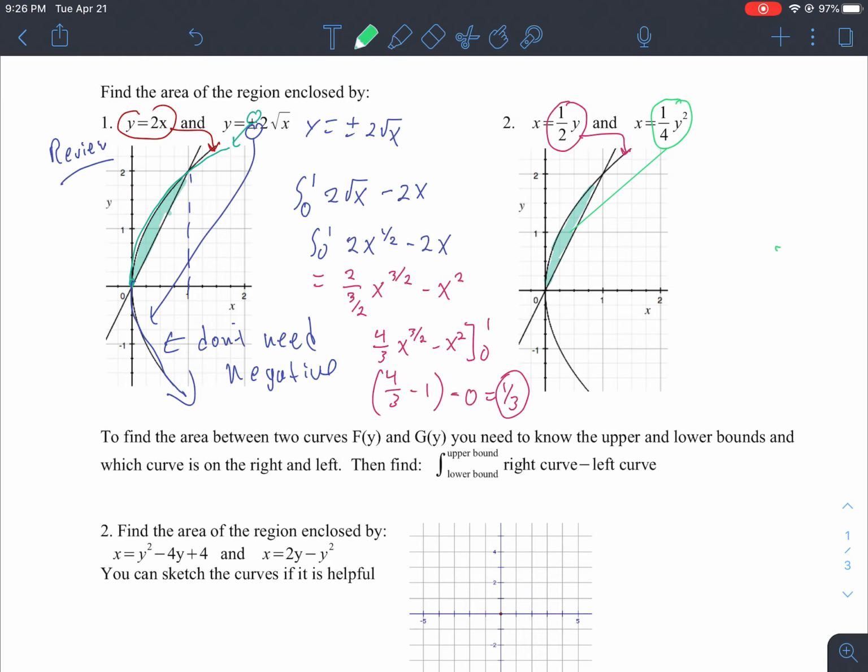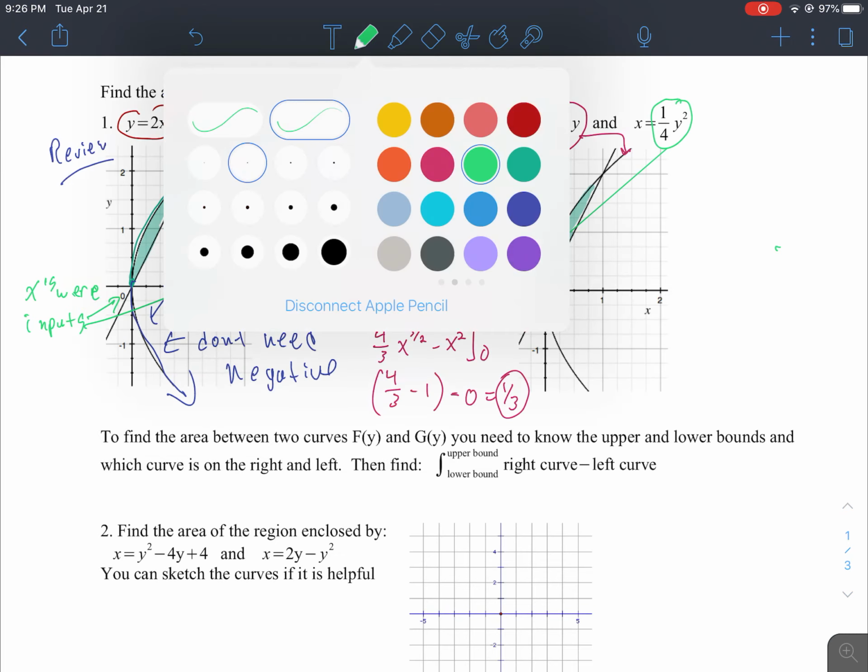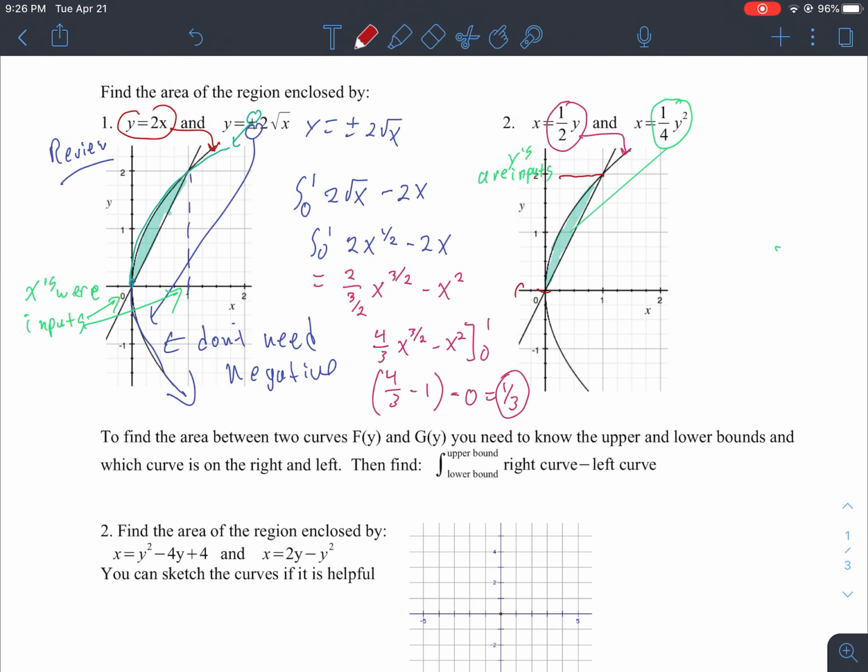So in the previous problem, the x's were the inputs. So where does it go from? It goes from 0 to 1. Here, the y's are the inputs. So where does this go? This goes from 0 to 2. So the inputs go from 0 to 2. On the previous problem, the inputs went from 0 to 1.